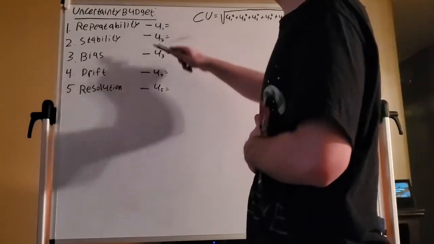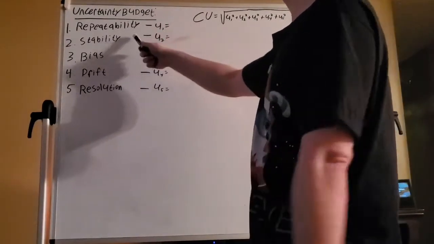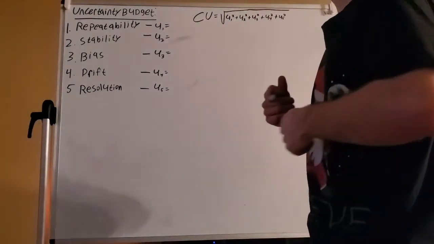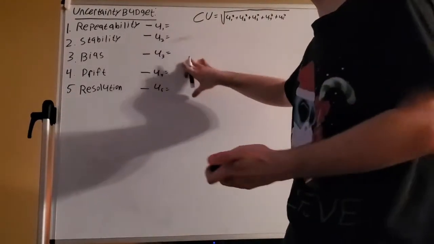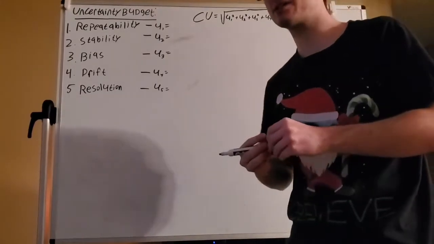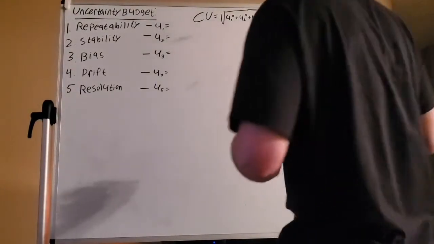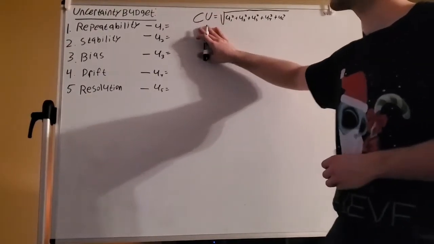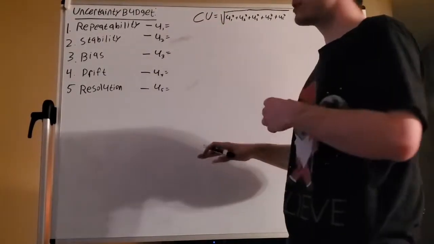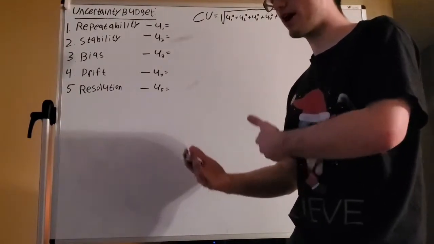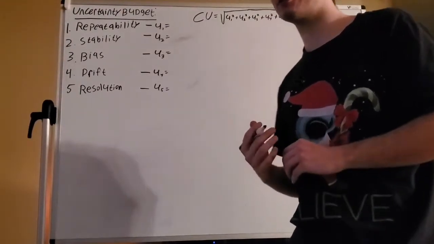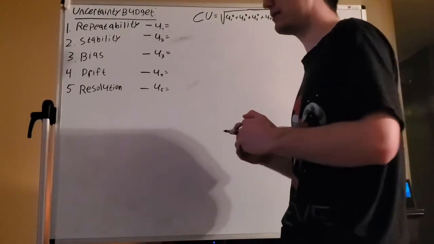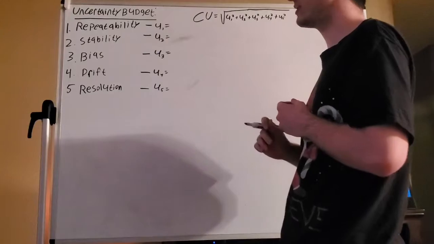So the 5 different things that we have on our uncertainty budget are repeatability, stability, bias, drift, and resolution. And then we're going to assign a percentage value of uncertainty to each of them based on the materials that we're using in our experiment. And then we're going to use this equation in order to solve for our total uncertainty of our experiment. So this serves more as a sample calculation of how we're going to solve for uncertainty, because once we have real good data, we can put better numbers on these uncertainties.